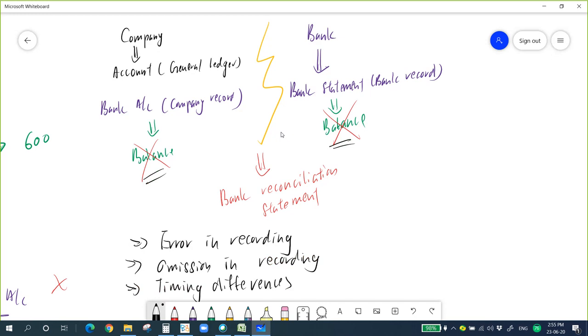So any question to ask on this? Any question to ask on this? Got question or not? No? So you are clear with my explanation, right? Why we need to prepare bank reconciliation statement. So can we start? Yes? Okay.